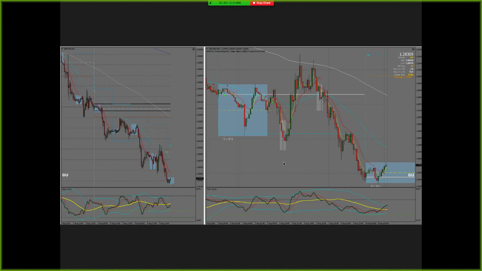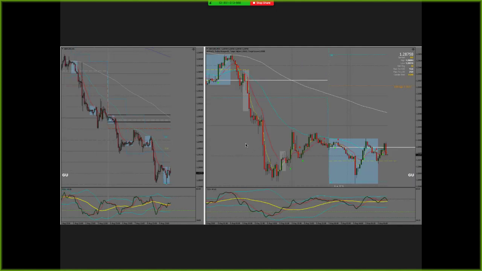Sorry, I kind of went off on a tangent there, but looking at the pushes, that's how I look at them. So look here: we have one push, pullback, two push, pullback, three push, and then the reversal. Look for the pauses and look for the pullbacks.